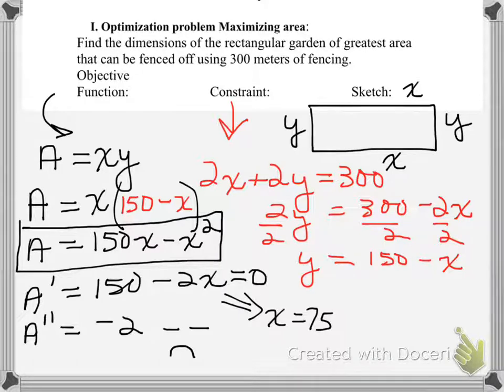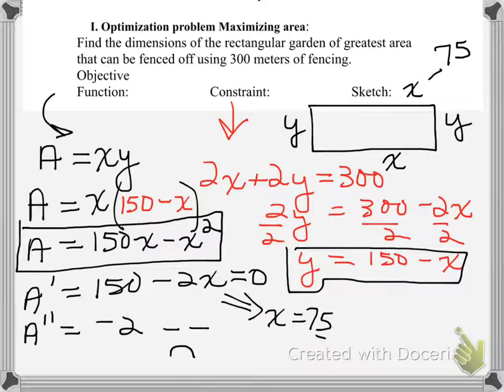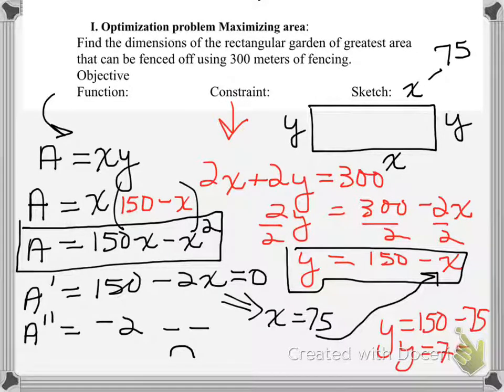So the answer is not complete as of yet. I know that x is 75. How do I get my y? Well, look right here. Here's an equation for y. Take your 75, plug it in for your x, and I'll change to red again, and we get that y equals 150 minus the 75, so y equals 75 also.